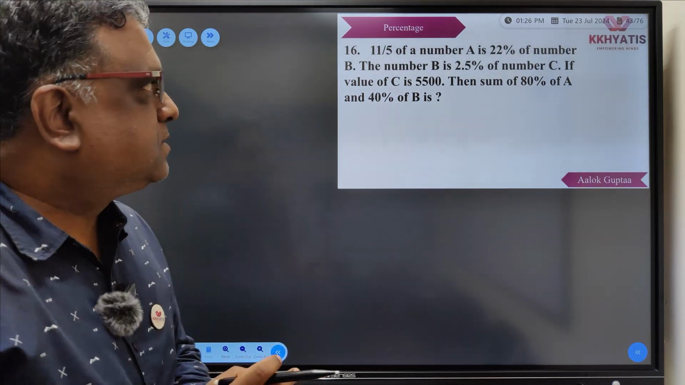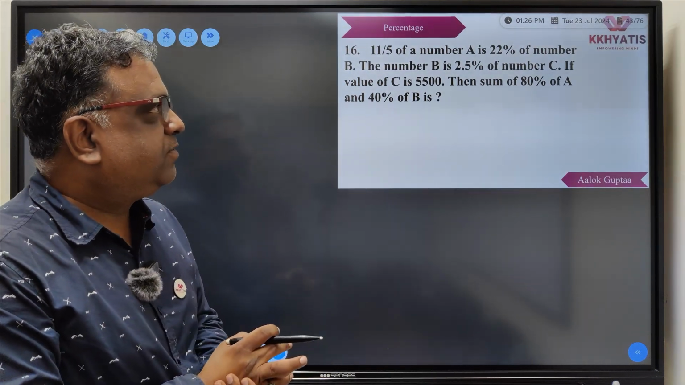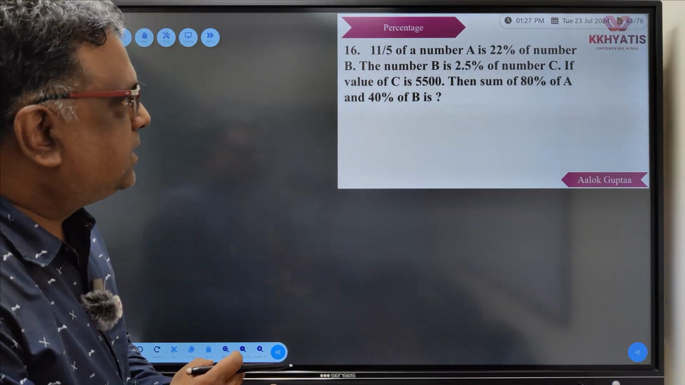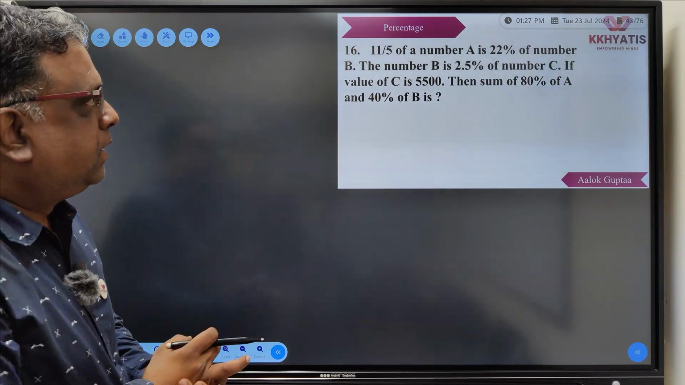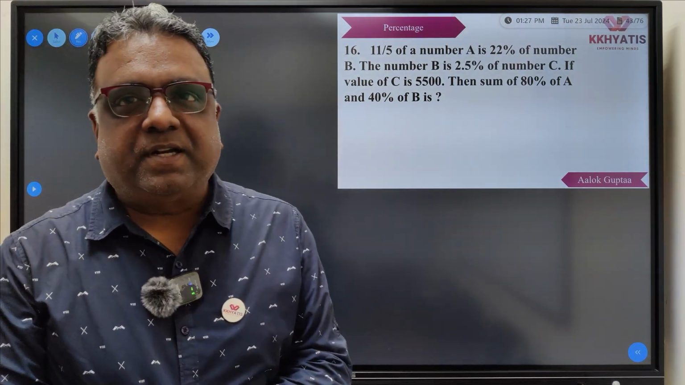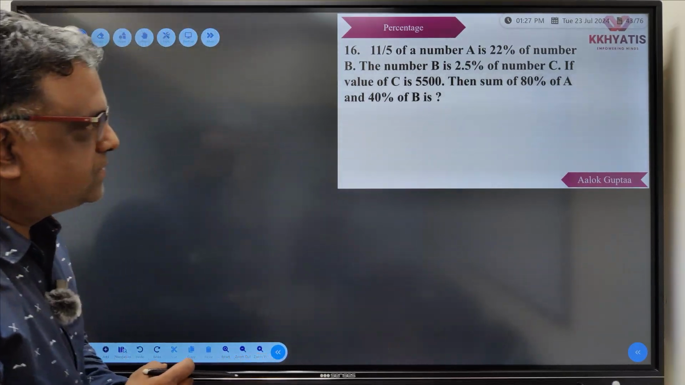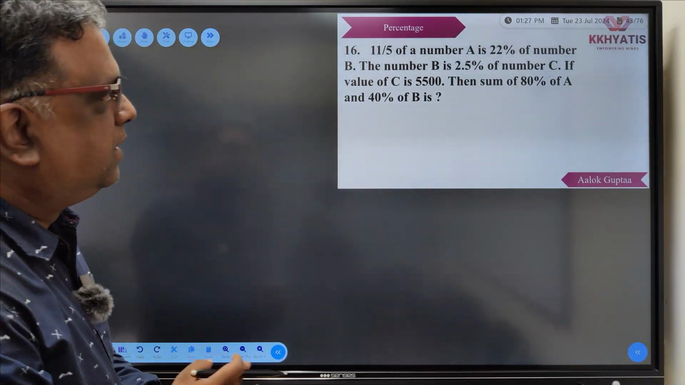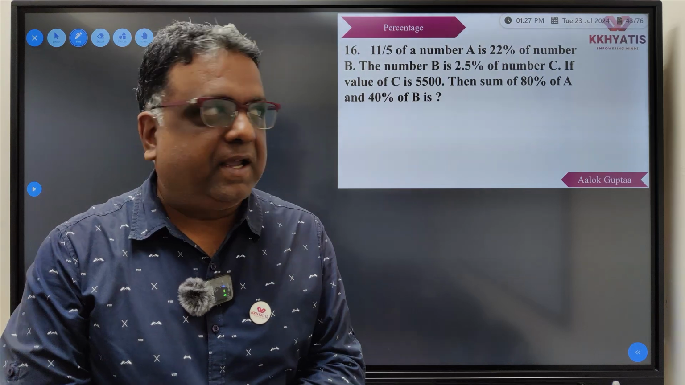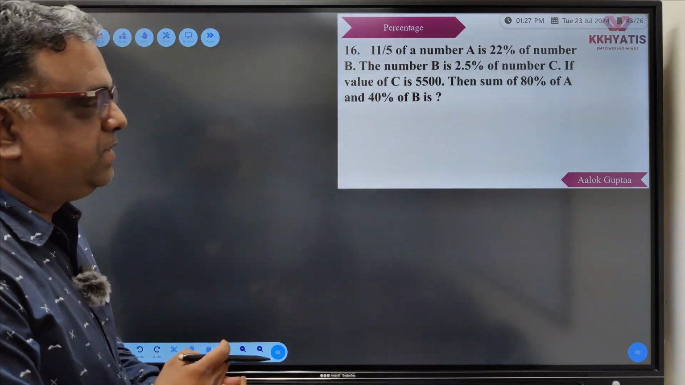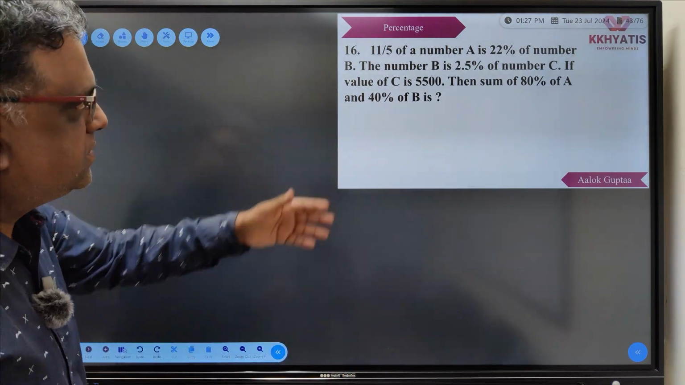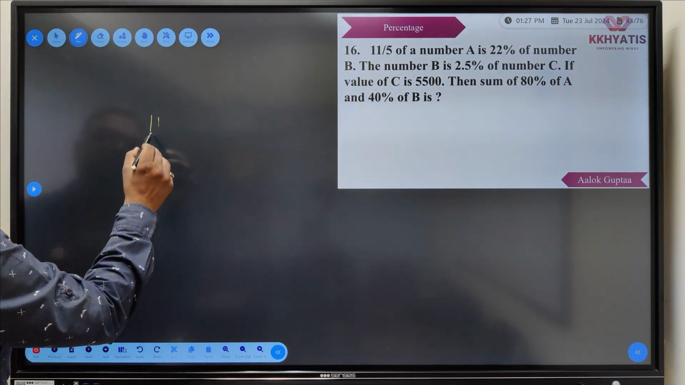So let us go to the next sum. 11/5 of a number A is 22% of number B. The number B is 2.5% of number C. If value of C is 5,500, then sum of 80% of A and 40% of B is. So let us first try to formulate the equations.